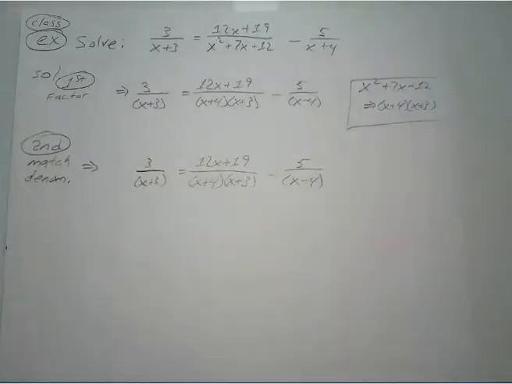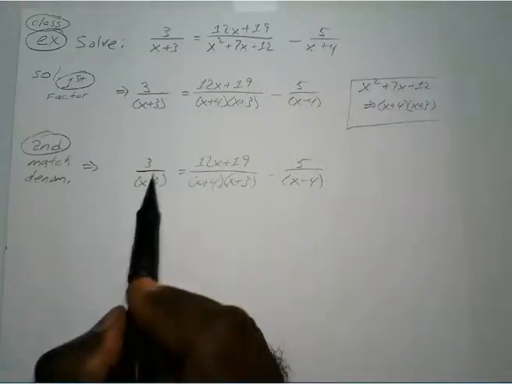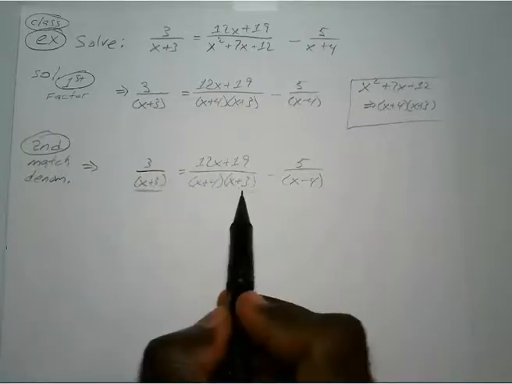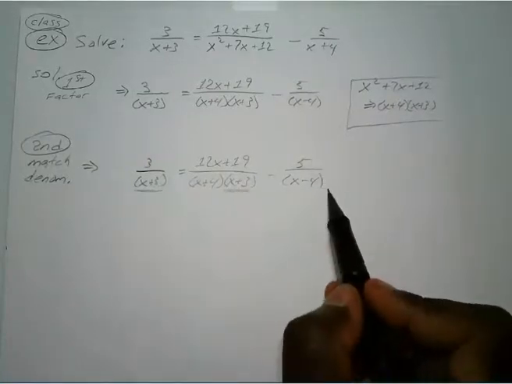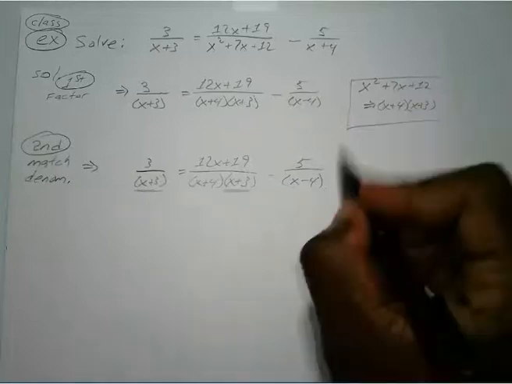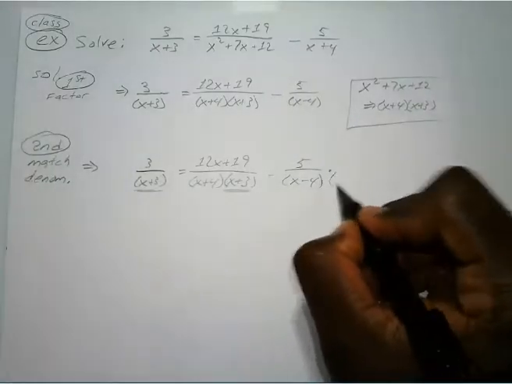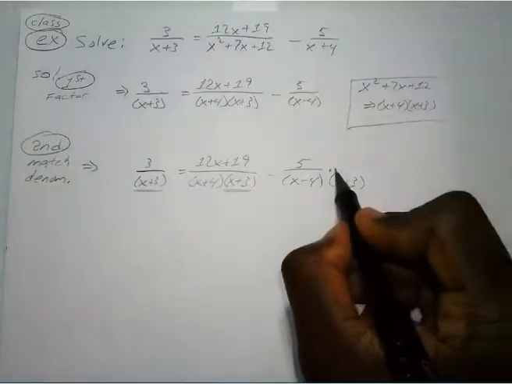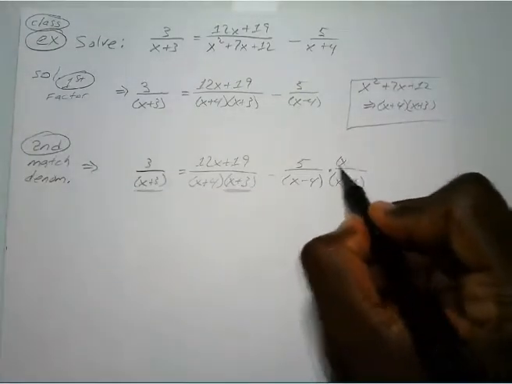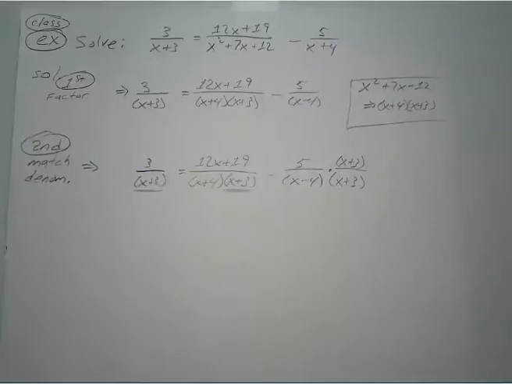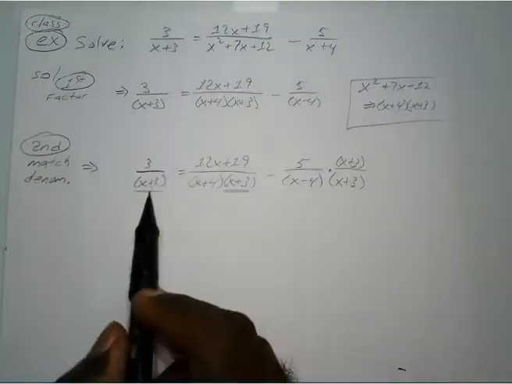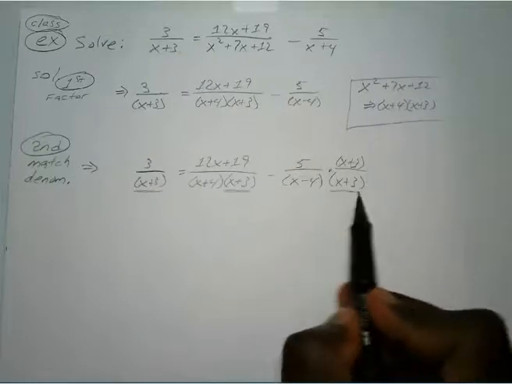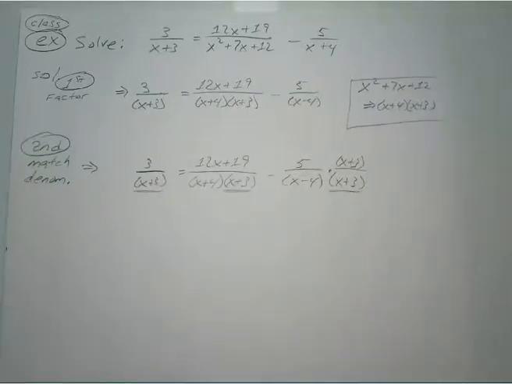So you have an x plus 3 here, an x plus 3 here, but we don't have an x plus 3 here. So we have to multiply our denominator by x plus 3. And whatever we do with the denominator, we have to do it at the numerator. So we multiply that one by x plus 3. Okay, so we have x plus 3, x plus 3, x plus 3. So we're good with that one.